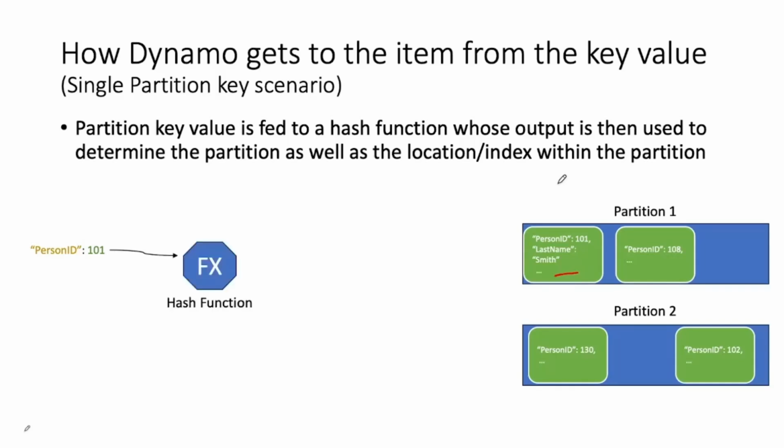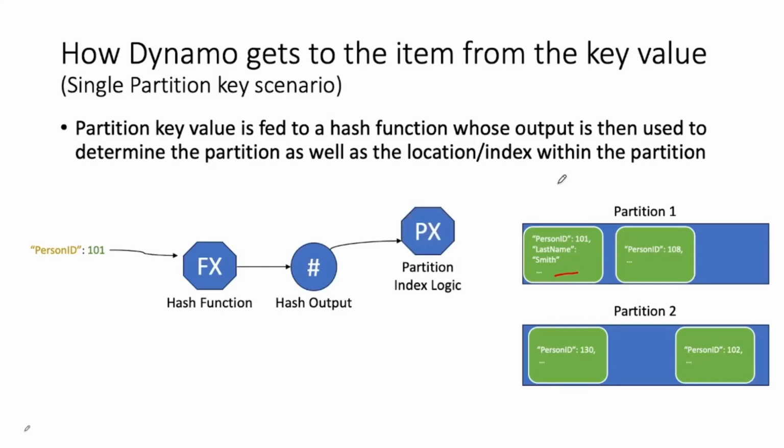So the partition key value would be inputted to a hash function, and then the hash function's output would be used. Here I'm just creating an abstraction that there is some partition index logic that takes the hash output and then converts it into a partition number. In reality, this is most probably going to be a mod function, which restricts the output to the number of partitions. So whatever that logic is, it gives us the partition number from the hash output. This is how we're getting to the partition.